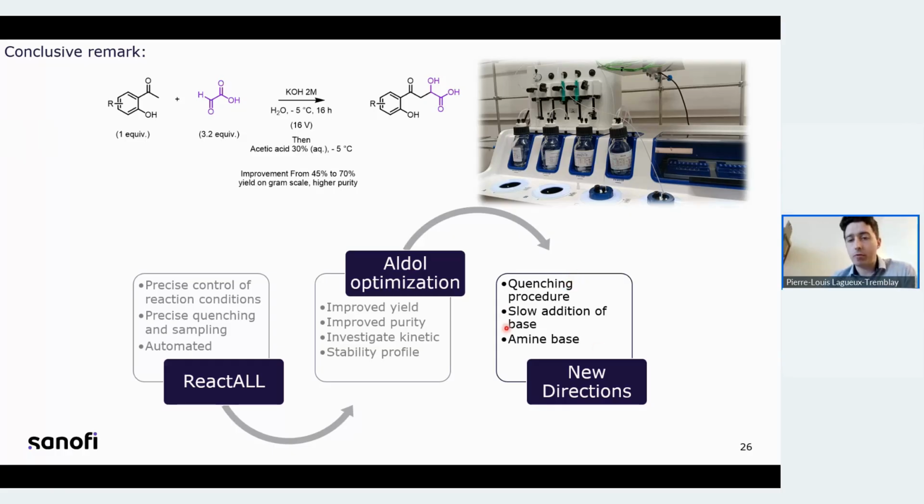And the slow addition of base and the amine base are two different directions that we're currently studying for the outcome of this transformation. So it really helped us to find new direction into this Aldol and not give up too quickly in that case.